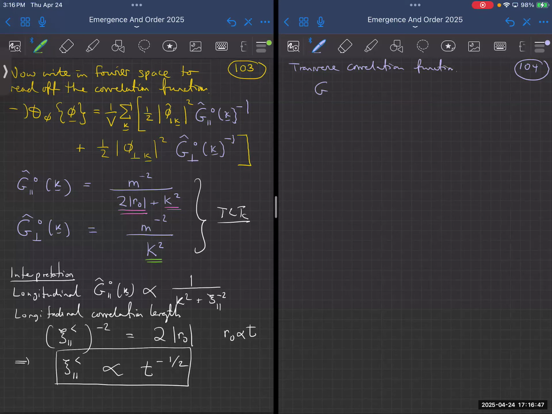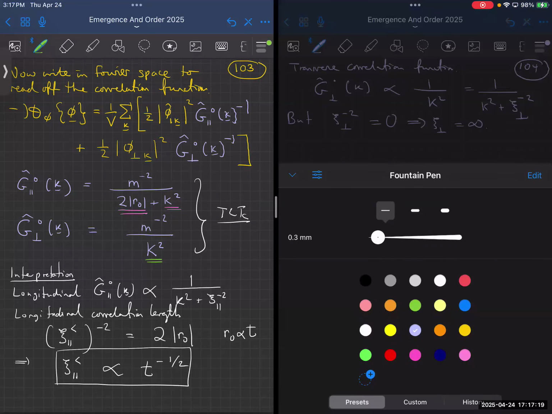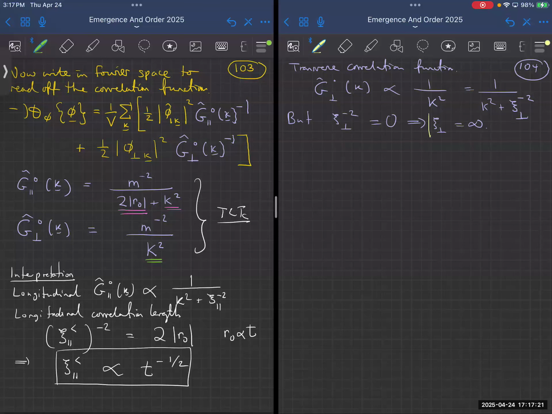This transverse correlation in k space goes like 1 over k squared, which I can think of as being 1 over k squared plus xi perpendicular to the minus 2. But what we've discovered is that there's no xi perpendicular. So xi perpendicular to the minus 2 is equal to 0, which means that xi perpendicular is infinity. So what that means is that there is no finite correlation length in the transverse directions.